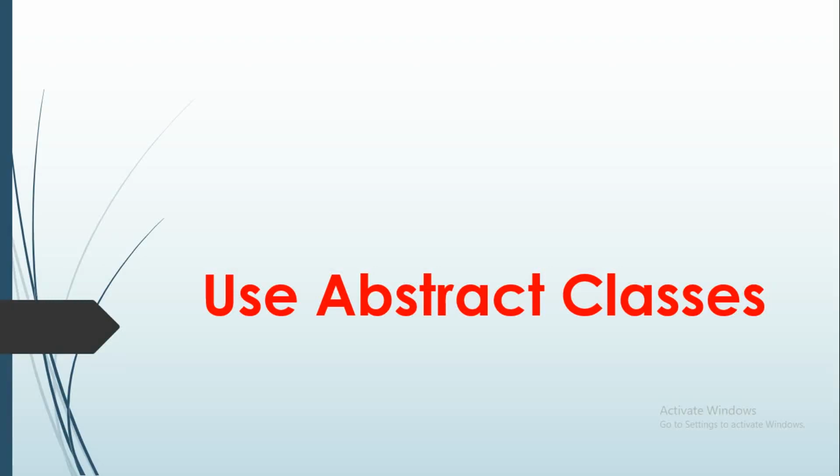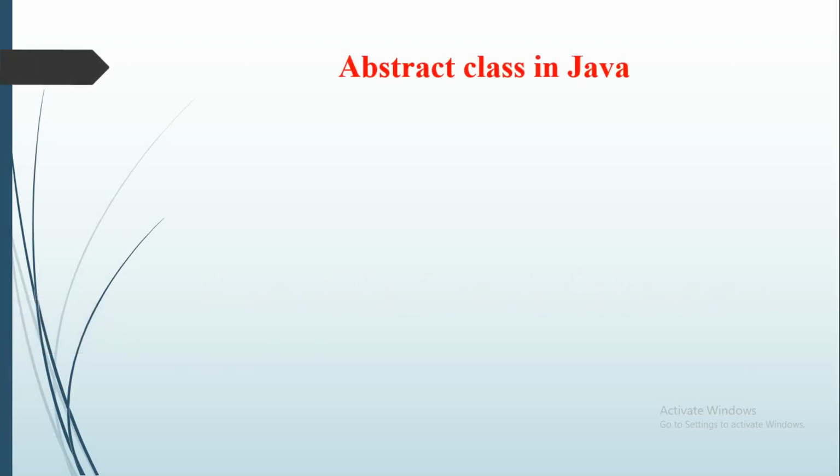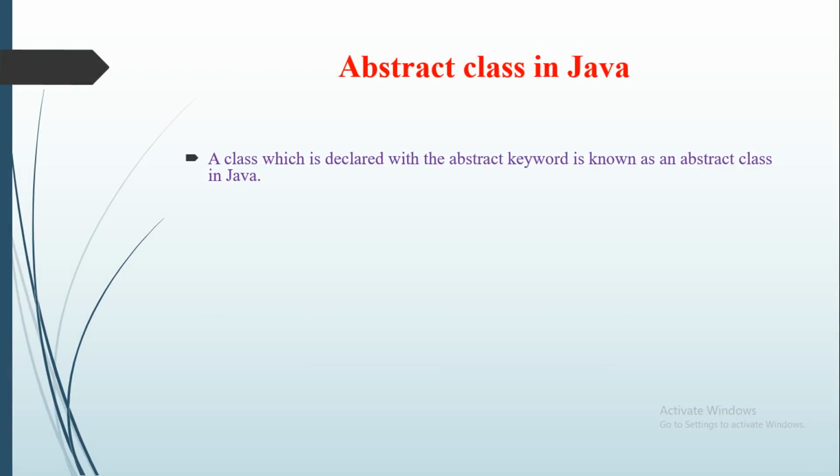About abstract classes. So what is an abstract class in Java? A class which is declared with the abstract keyword is known as an abstract class in Java. It can have abstract and non-abstract methods. A non-abstract method means a method with a body, and a method which doesn't contain any body is known as an abstract method.